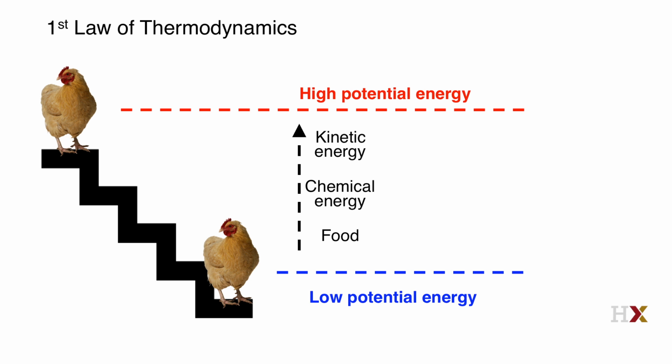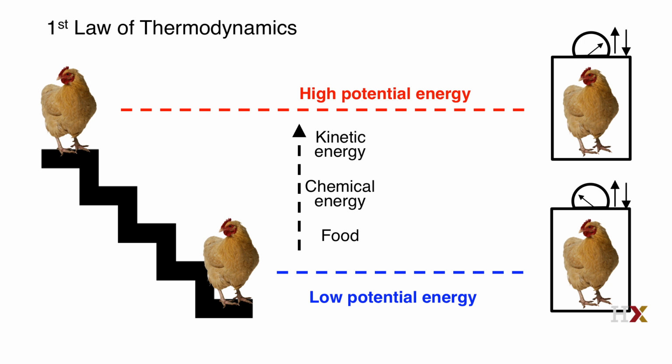Alternatively, if it is a lazy chicken that takes the elevator, electric energy is converted to mechanical or kinetic energy that drives the chicken upstairs. Once again, the chicken at the top of the stairs has a higher potential energy. But you should note that the change of potential energy is the same whether the chicken walks or takes the elevator. Similarly, a molecule possesses potential energy, which is stored in chemical bonds.